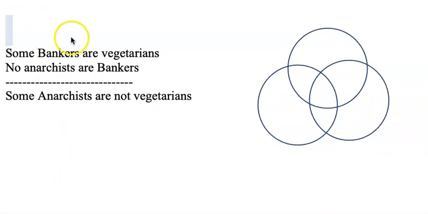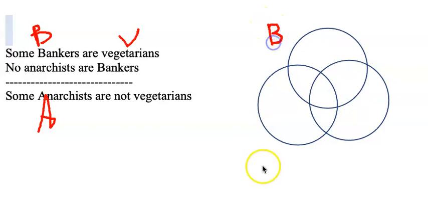Bankers, let me get my pen here. Bankers, vegetarians, and anarchists. So let's go bankers, vegetarians, and anarchists. So what's our first premise? Some bankers are vegetarians.